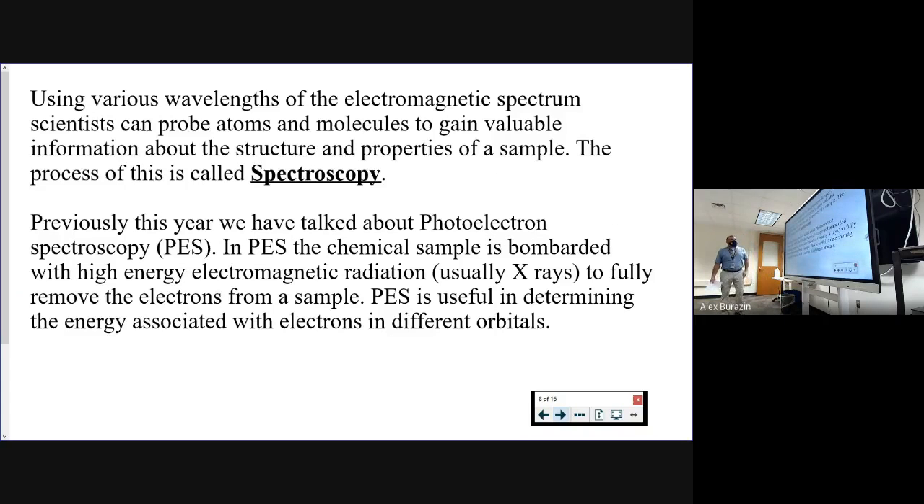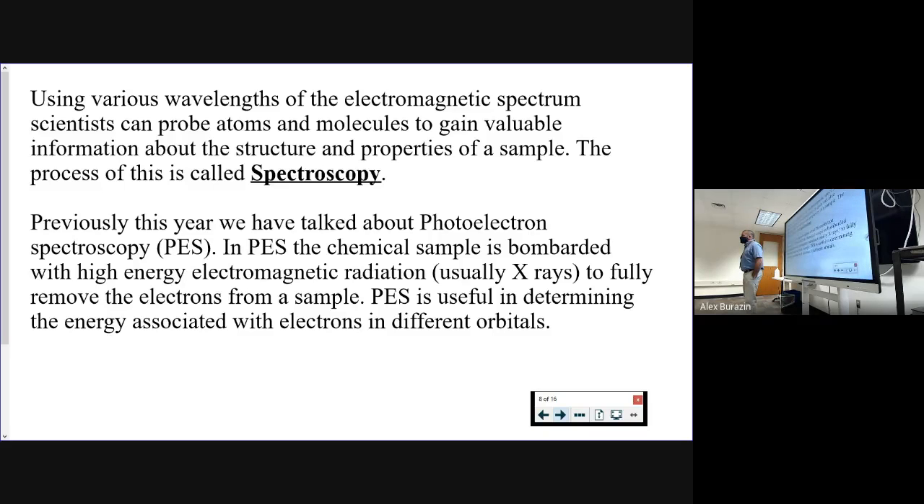All right, using various wavelengths of electromagnetic spectrum, scientists can probe atoms and molecules to gain valuable information about the structure and properties of a sample. This process is called spectroscopy. All right, so this brings us to the whole point of this electromagnetic spectrum stuff. Chemists and scientists use the electromagnetic spectrum to analyze chemicals.